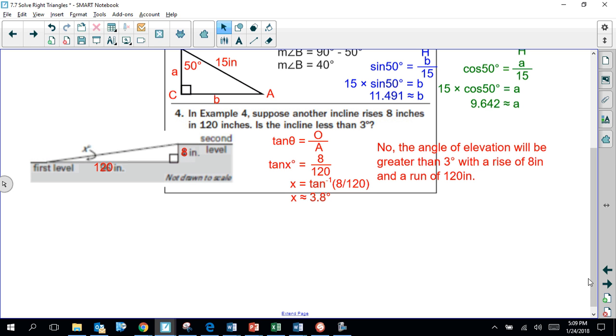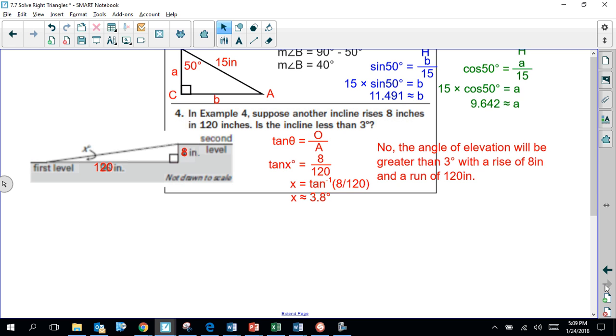Now, again, for the model train, maybe that's too high. I don't know. If it's too high, maybe I need to make that horizontal part longer so I can make the angle smaller so it can actually make it up the hill. But in this case, all we can say is no, the angle of elevation will not be less than 3 degrees with those values that we have for our opposite and adjacent sides.